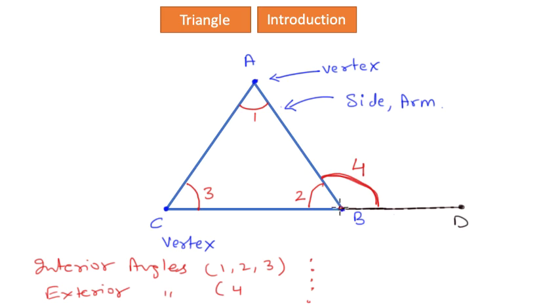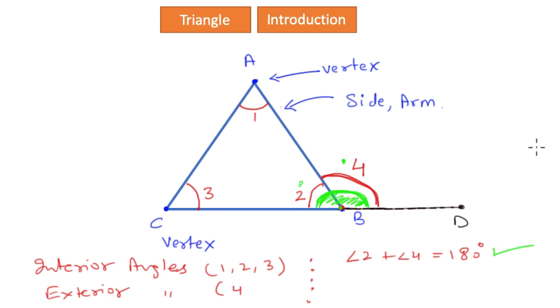At any vertex, when you create one interior angle and one exterior angle, the sum of those angles will always be equal to 180 degrees, simply because this is an angle of a line. A line makes an angle of 180 degrees at any point on the line itself, right?